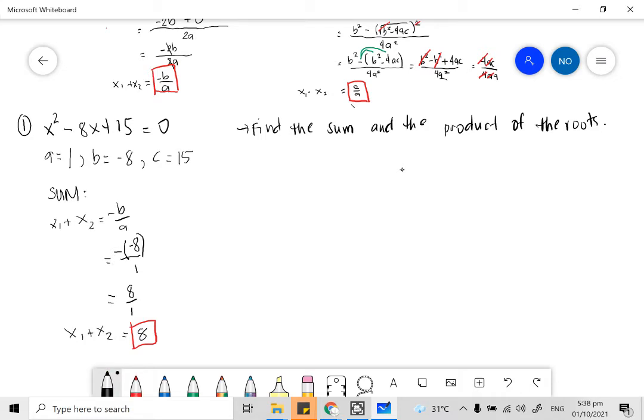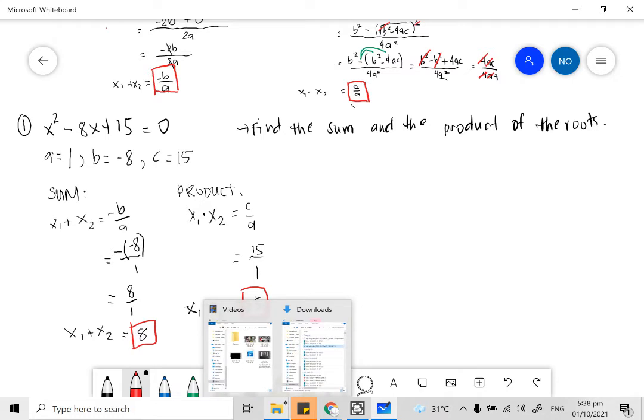Now, let's find the product of the roots. Product naman tayo. Okay, so we have x of 1 times x of 2. We're going to use the formula c over a. The value of c is 15. And the value of a is 1. Simplify, we have 15. So therefore, the product of the roots is 15. Nakuha? Malinaw po yun?